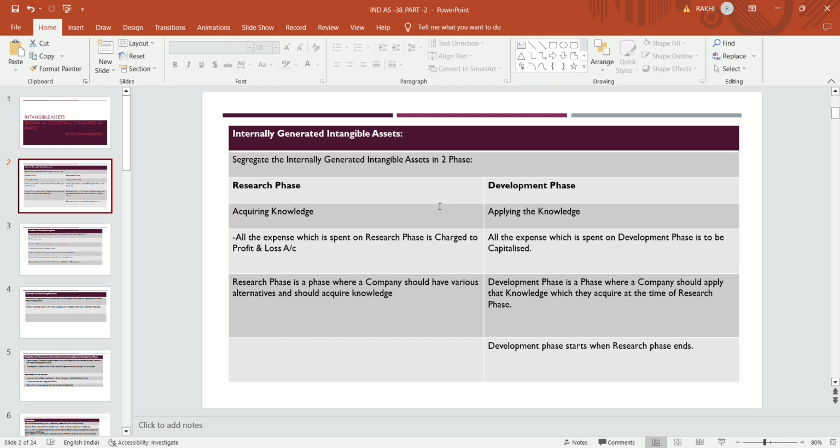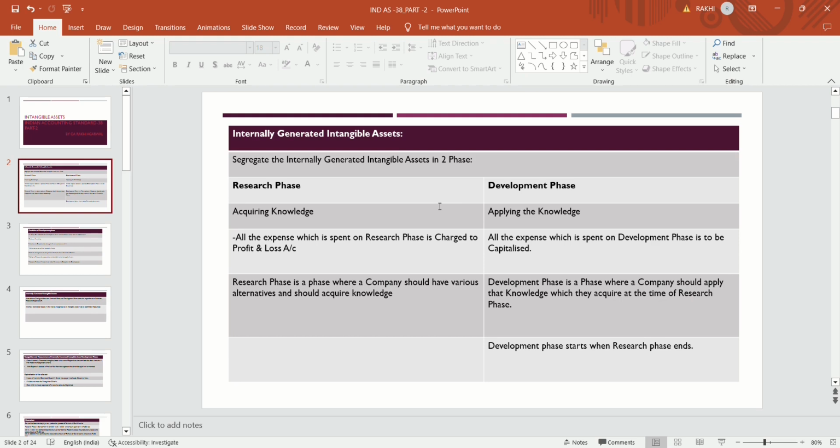At that time they acquire more and more knowledge, and whatever expense they spend in the research phase, because the research outcome is not certain and the expense is on various alternatives, these kinds of expenses are to be charged to profit and loss account. It should not be capitalized. So the amount spent in the research phase is charged to the P&L account directly. It should not be capitalized.